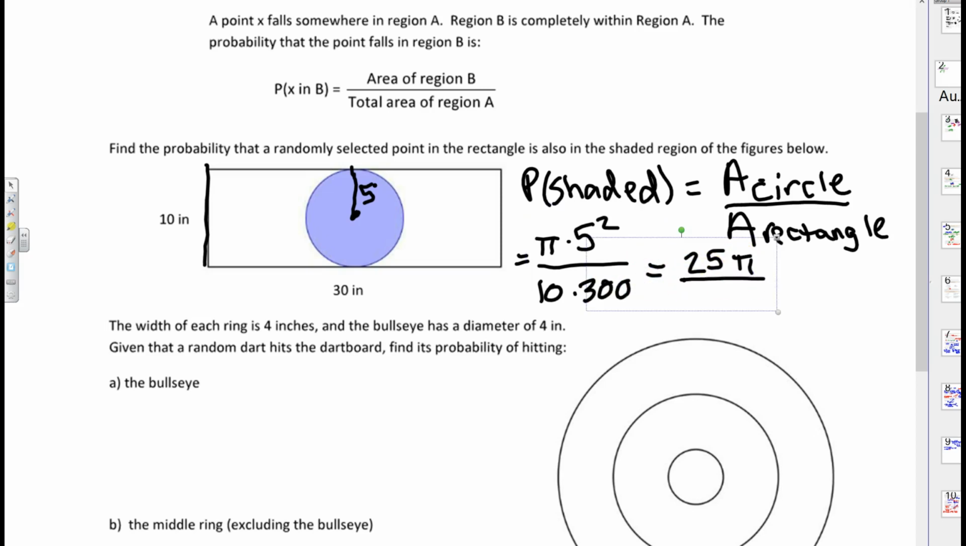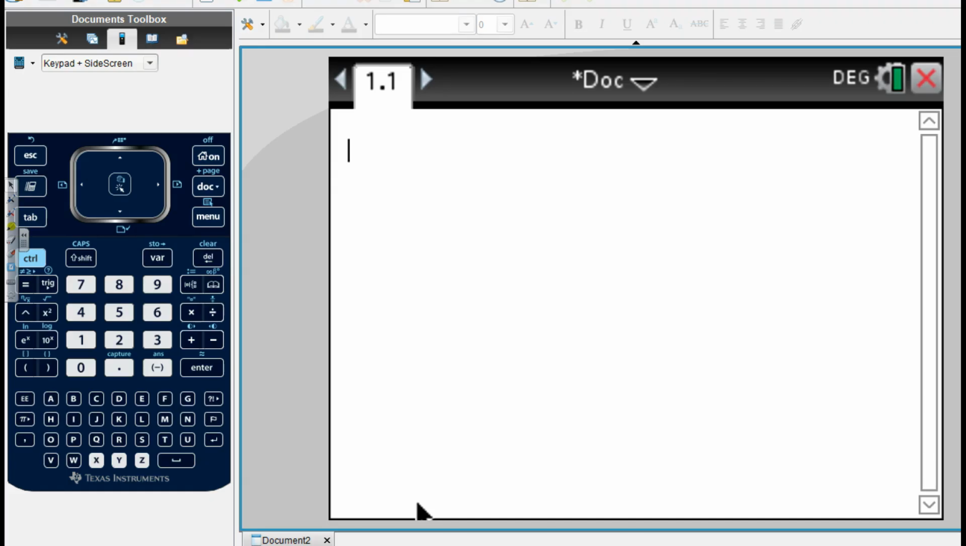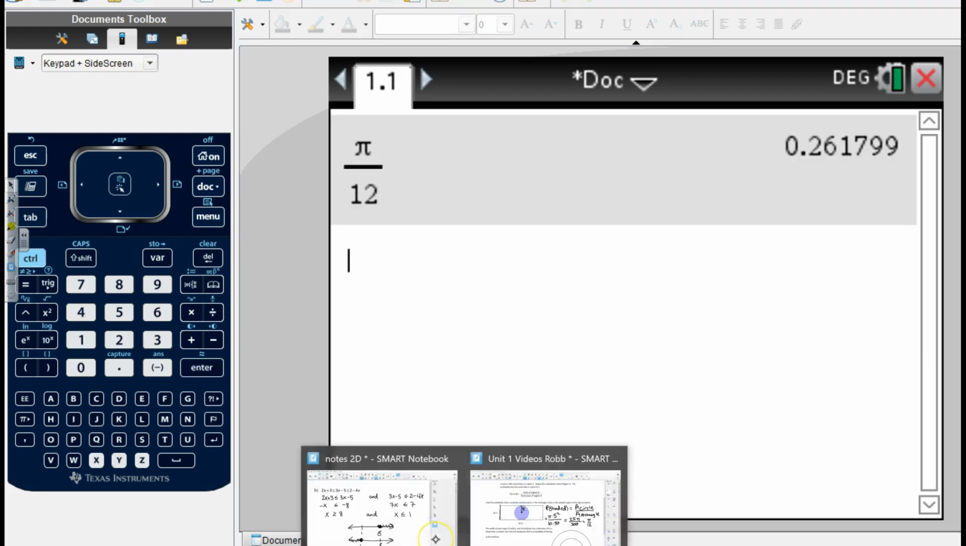Now, I said 10 times 300, I meant 10 times 30, friends. I'm sorry, I was working it out in my head, which I shouldn't have done. So 25 pi over 300, which reduces to pi over 12, or I can plug that in my calculator. I can do pi divided by 12 and get 0.261799.